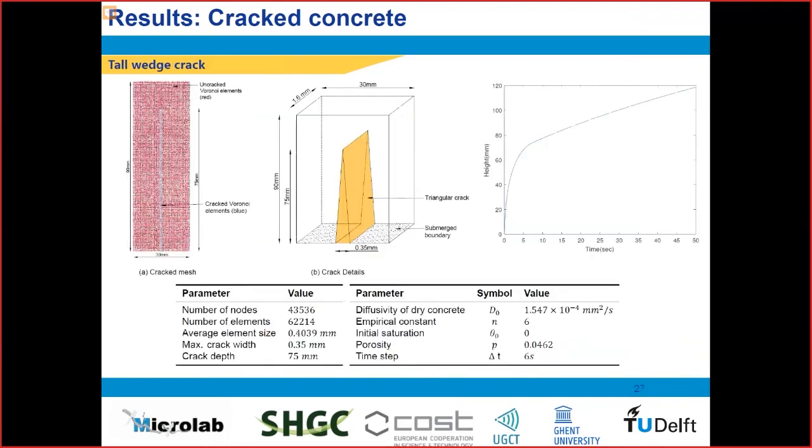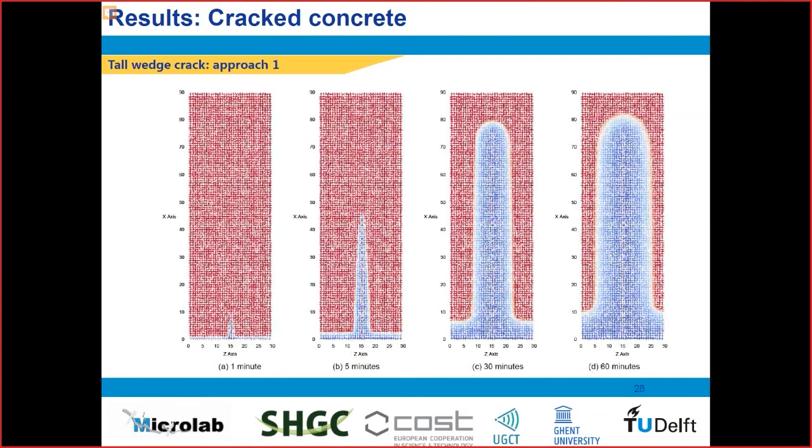But this approach is especially useful for when you have a tall crack. So you have a larger sample, not a tiny one. And then on the right, you see the graph, the input of this first part of the simulation, which is the capillary rise. And here, the variation is a little bit slower because the crack is also higher. And then you can see the differences between approach 1 and approach 2.